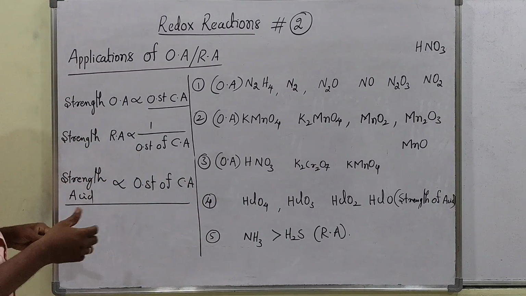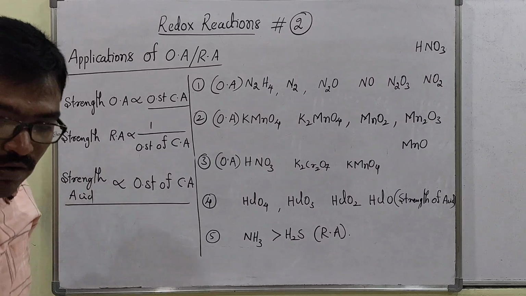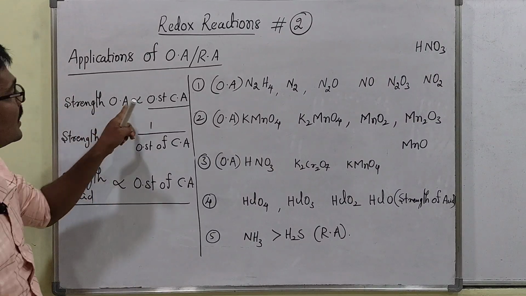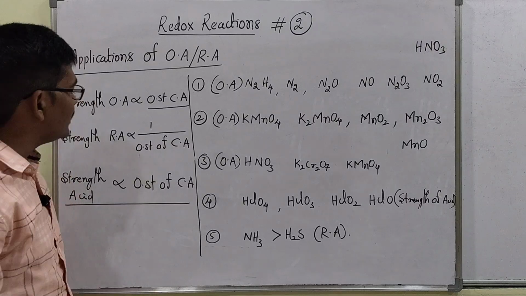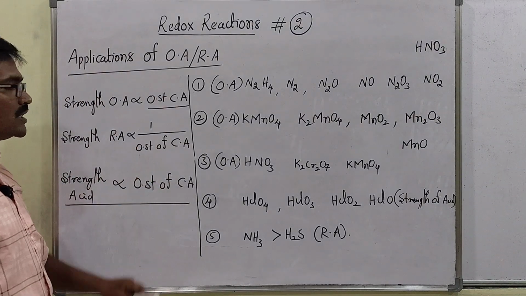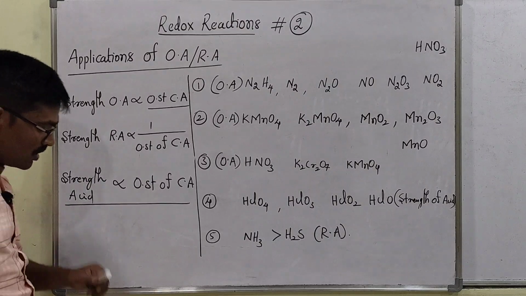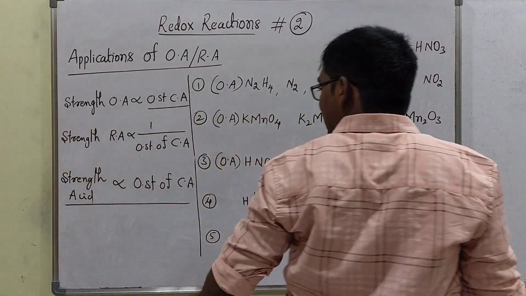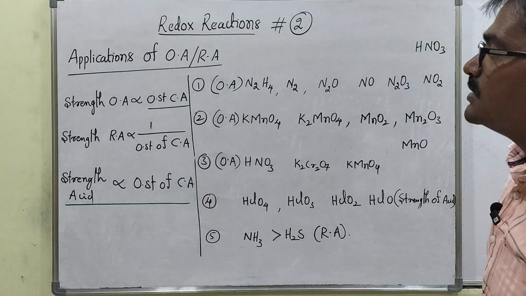Sir, what are those? Strength of oxidizing agent is directly proportional to oxidation state of central atom. Strength of reducing agent is inversely proportional to oxidation state of central atom. Then strength of acid is directly proportional to oxidation state of central atom.